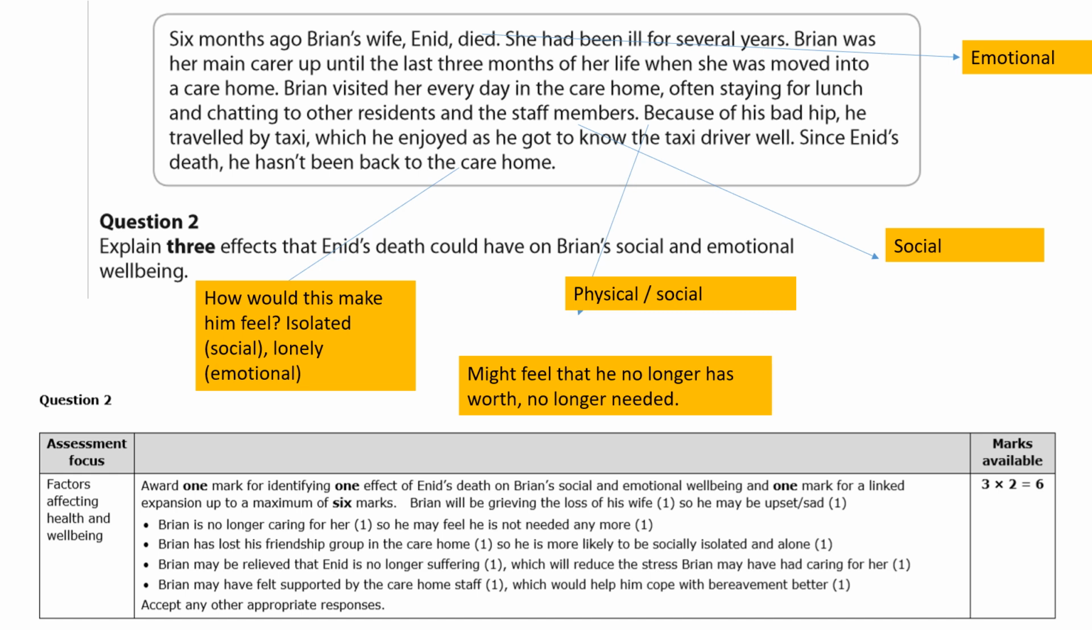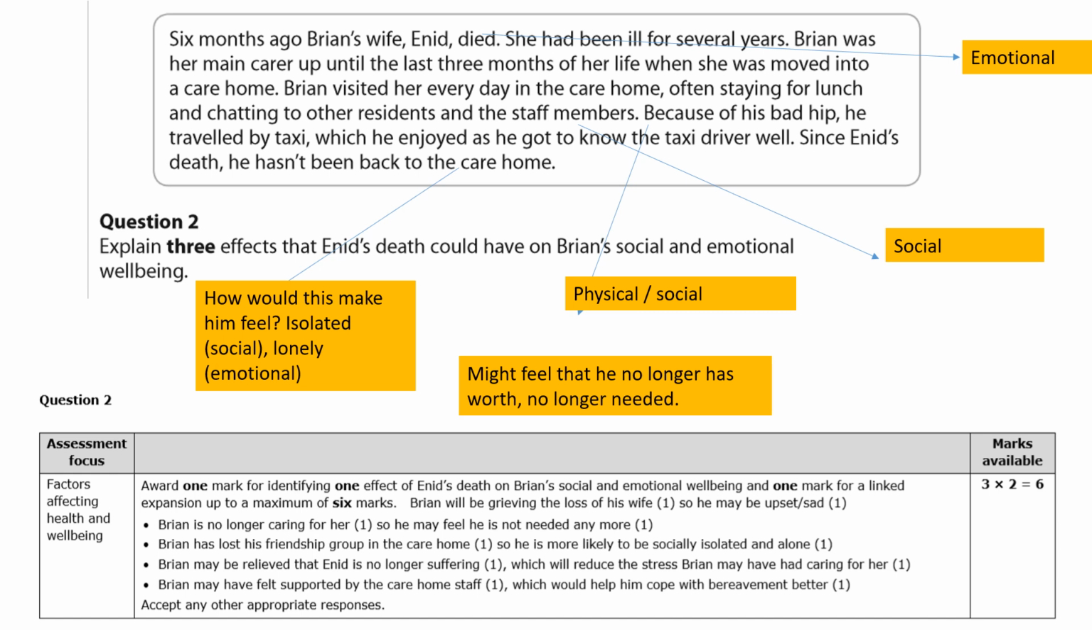And the type of answers they're expecting is that Brian is no longer caring for her, so he may feel that he is not needed anymore, like I discussed previously. Brian has lost his friendship group in the care home because he's no longer visiting the care home, so he's more likely to become socially isolated and alone. Remember, both of these are considering social and emotional. You're not there to talk about physical or intellectual. That is not what the question's asking for.